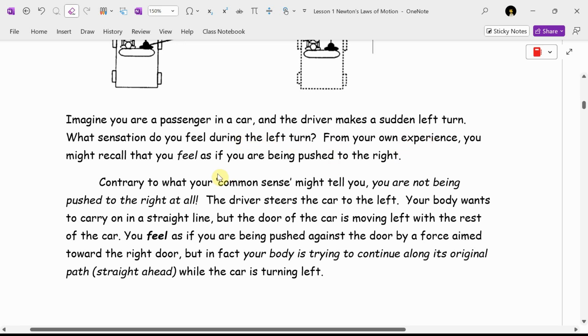From your own experience, you might feel like you're getting pushed to the right. You're not. You're wanting to go straight, and the car is having to push you to the left. The driver steers the car to the left. Your body wants to keep going in a straight line, but the door of the car is moving left with the rest of the car, and so your body runs into the door. The door applies a force on you to help you change your direction.